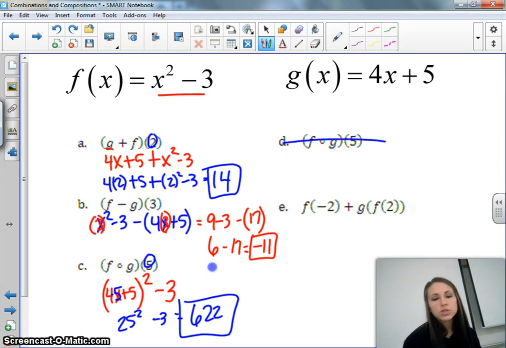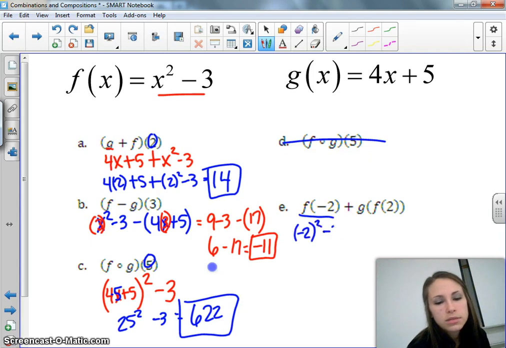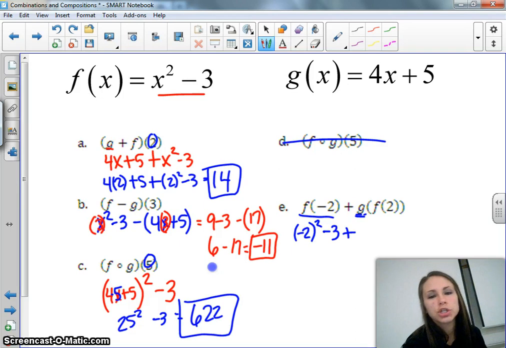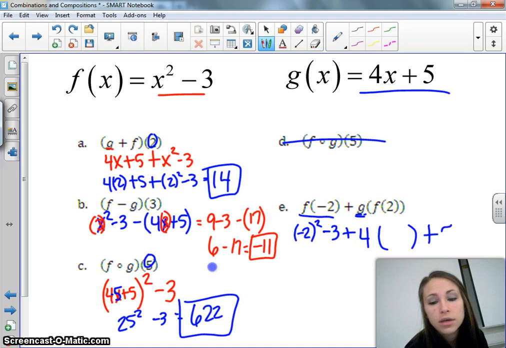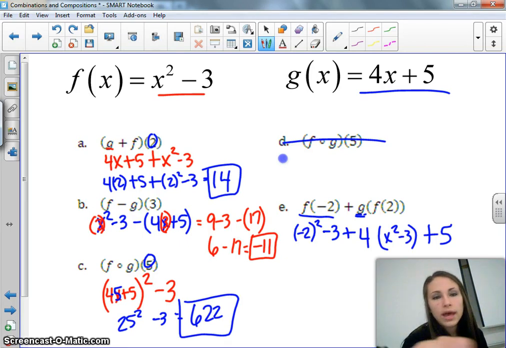And then part E, this one has a couple of different combinations and compositions going on within there. So f of negative 2, I'm going to do that first. This is just telling me to plug negative 2 in for x to the function f. So I'm going to have negative 2 squared minus 3 plus, this is telling me that g is my outside function. And g is 4x plus 5. So I'm going to put 4 big parentheses plus 5. And in this big parentheses is going to go f. So I would have x squared minus 3. And then for that x, this is telling me to put 2 there.